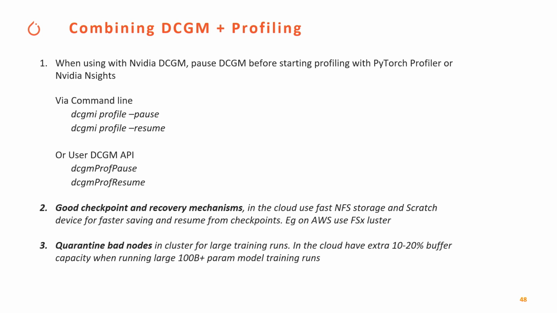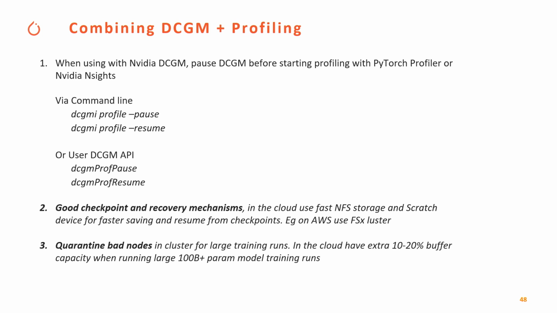When you're training GPT-3 scale and larger models with 100 billion plus parameters, with hundreds of GPUs across multiple hosts, one often encounters 2 to 3 failures every other day. For this, you need to have good checkpoint and recovery mechanisms for job restarts. For best results, use a fast NFS-based storage and scratch device, such as the Azure or the AWS FSx cluster.